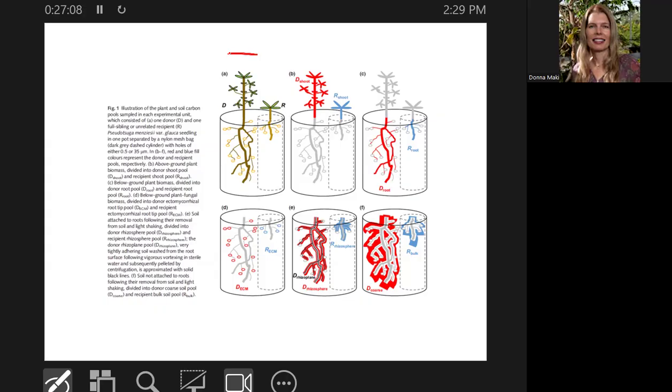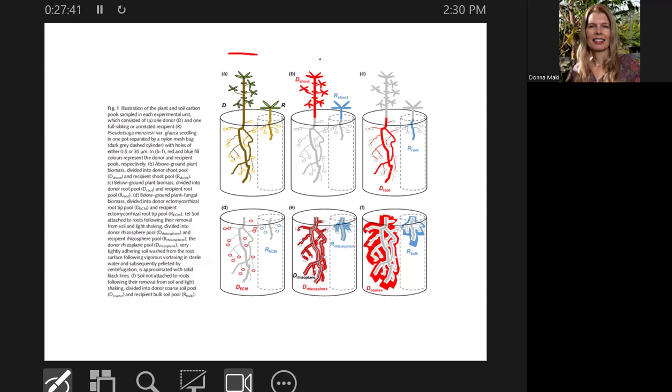B, what they did at the end of the experiment was they tested the above ground biomass, so the shoot and leaves. They also tested the below ground, so root mass, which is shown in figure C. Figure D, they tested the ectomycorrhizal fungi, the root tips that were covered in the mantle, because you can visually see that. It's easy to do. So they did a comparison between donor and recipient of the mycorrhizal fungi.